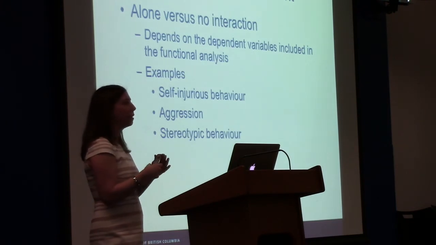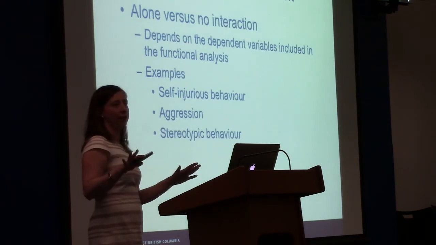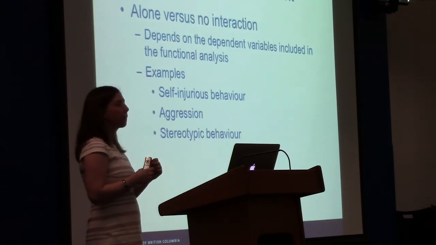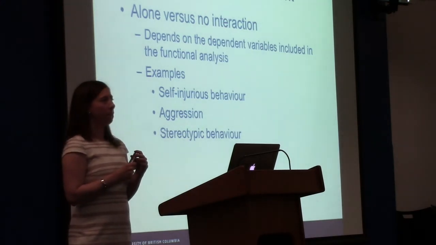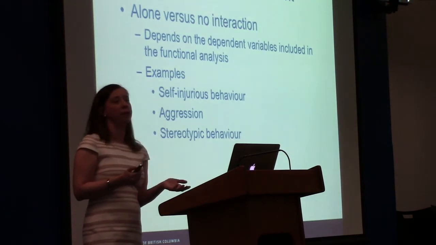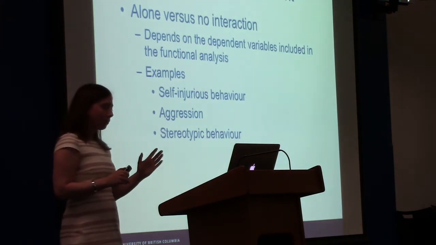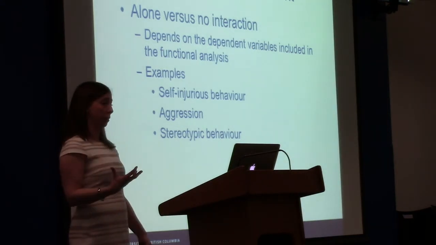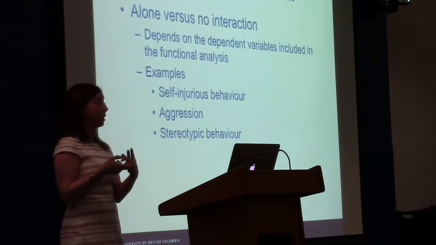So does anybody have any idea on how you would decide that? Besides safety, that's the obvious one. Do you need another person to engage in SIB? No. Do you need another person to engage in aggression? Yeah. So you can't test automatic reinforcement for aggression without another person present. Now, usually, not always, we can never follow the exact rule, but typically, aggression is maintained by some kind of social reinforcement. Social, like getting out of interacting with people, getting out of work, getting attention.